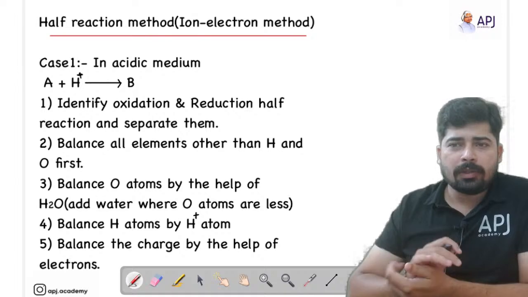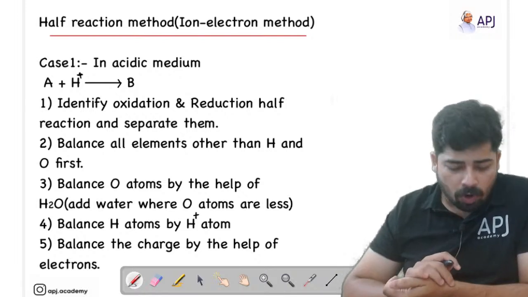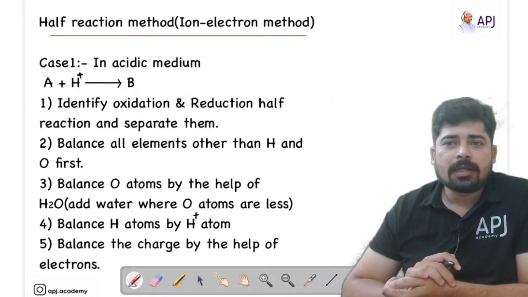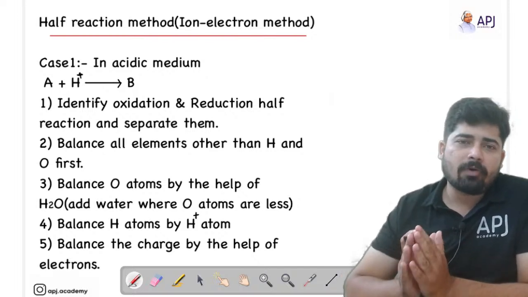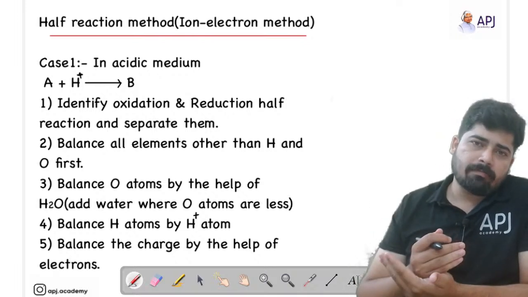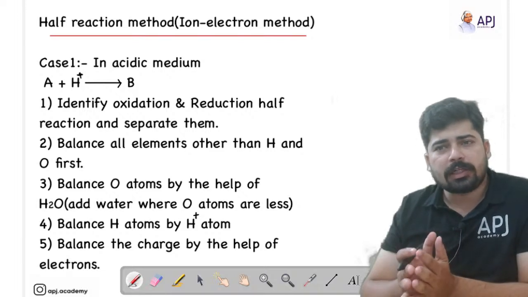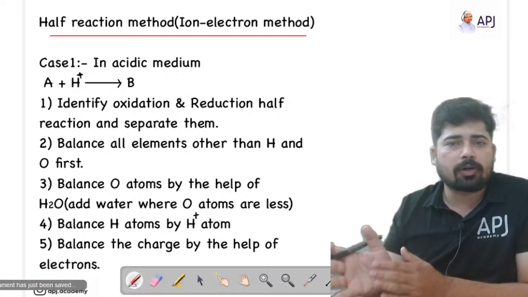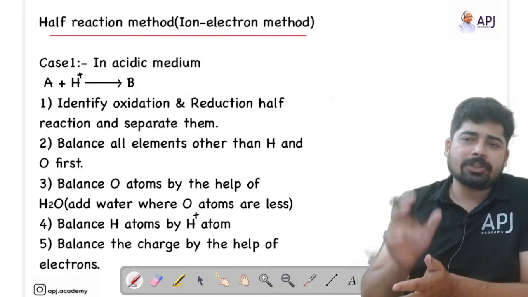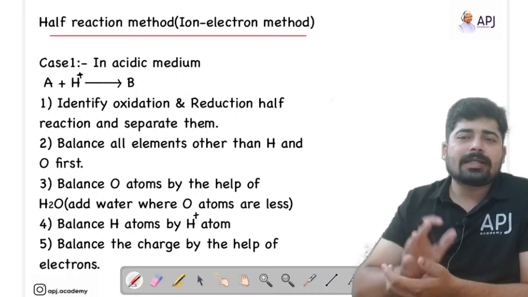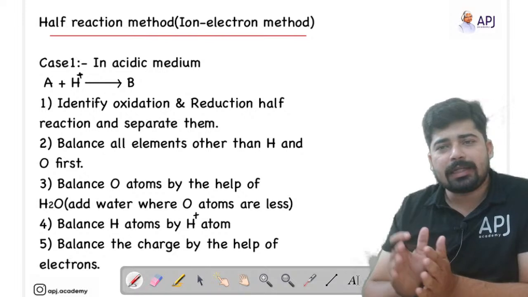So now let's get started with the first method of balancing the redox reaction, that is the half reaction method. Here, students, I have already told you that in balancing redox reactions we have two methods. One is the half reaction method, which you can also call the ion electron method, and we also have the oxidation number method. In each method there are two cases. You can see here case 1, which means we are doing the redox reaction in acidic medium.